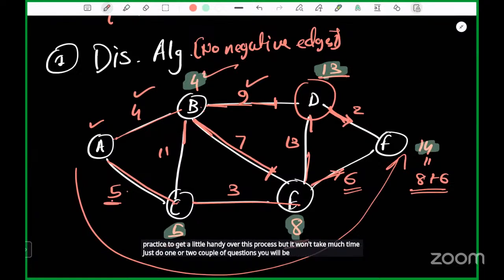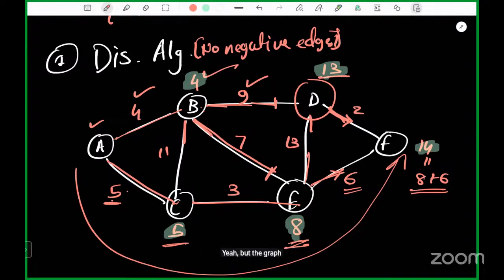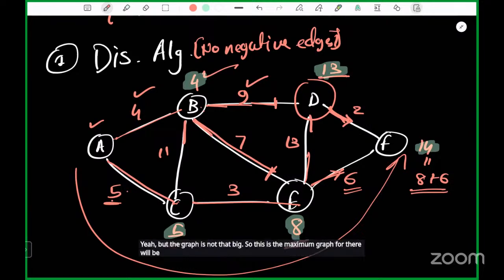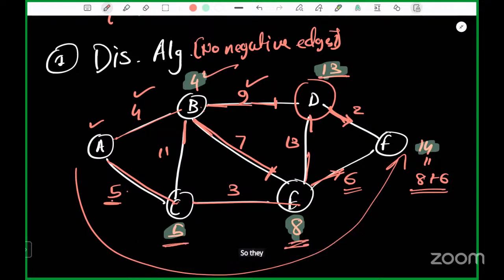You'll feel that it's easier actually. But ma'am, we have to check every possible edge, right? Yeah, but the graph is not that big. So this is the maximum graph; there will not be more than one or two extra edges. They won't give such a big graph to consider. Only smaller graphs will be there.